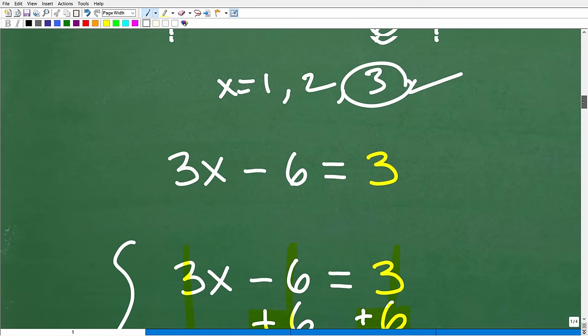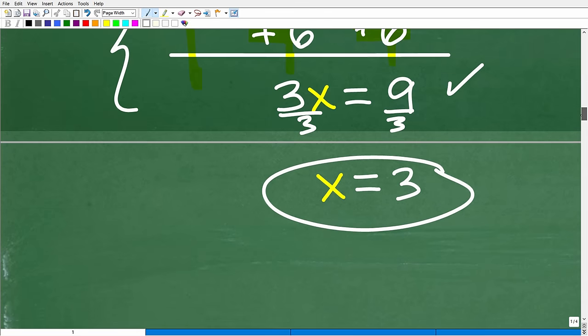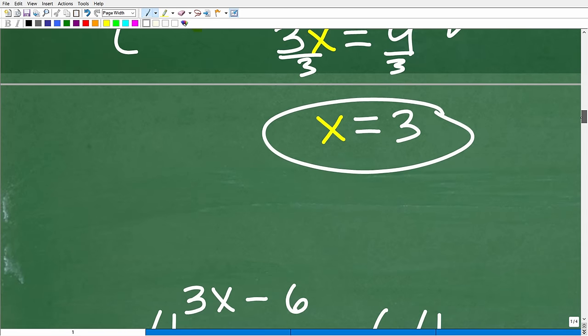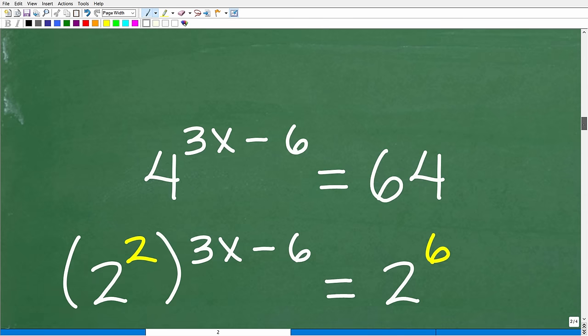Now, we kind of figured this out over here because we were plugging in some numbers and seeing which one worked. So, again, even if you didn't remember how to solve basic algebraic equations, if you just kind of use some common sense and trial and error, well, you figured this out. Okay, so that is the correct answer. Now, let's go ahead and take a look at another way we could do this problem.